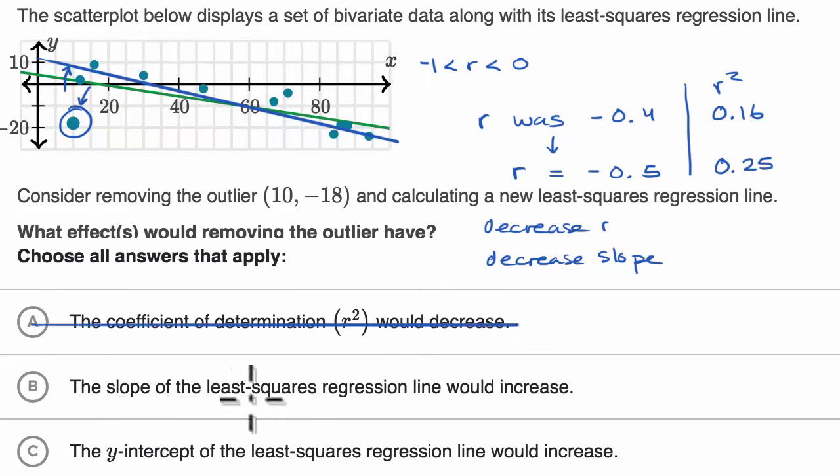The slope of the least squares regression line would increase. No, it's going to decrease. It's going to be a stronger negative correlation. Rule that one out. The y-intercept of the least squares regression line would increase. Yes, by getting rid of this outlier, you could think of it as the left side of this line is going to increase, or another way to think about it, the slope of this line is going to decrease. It's going to become more negative. We know that a least squares regression line will always go through the mean of both variables. So we're just going to pivot around the mean of both variables, which would mean that the y-intercept will go higher. So I will fill that in.